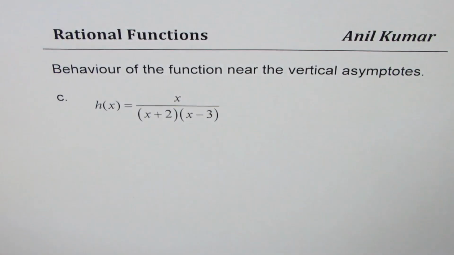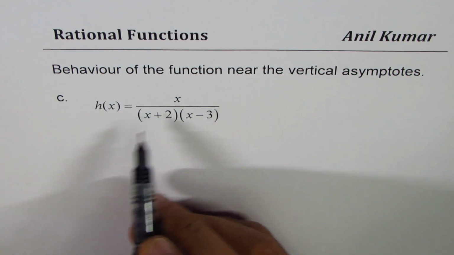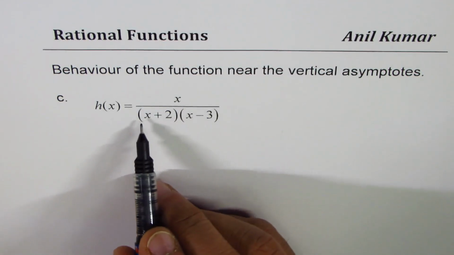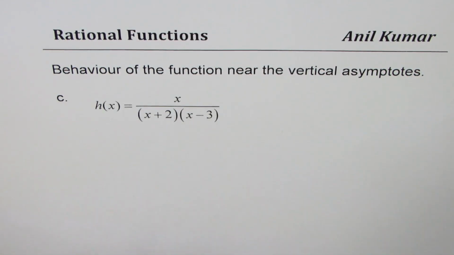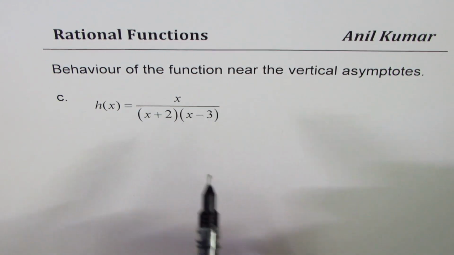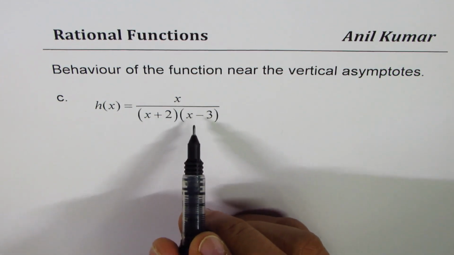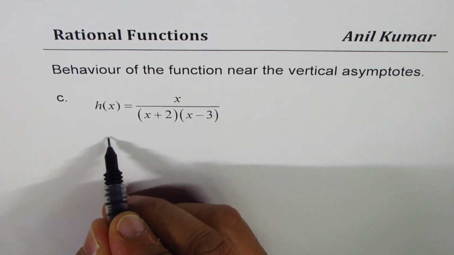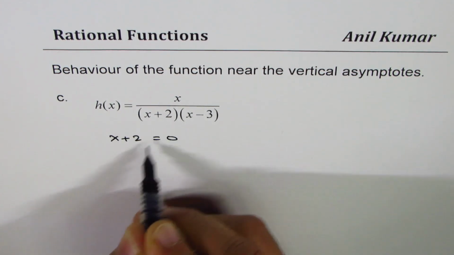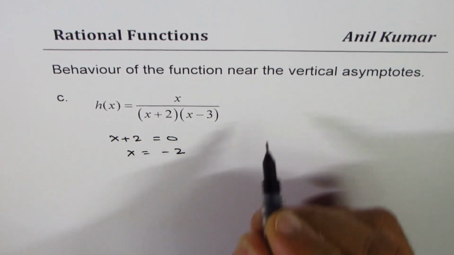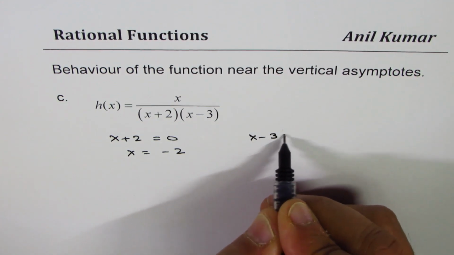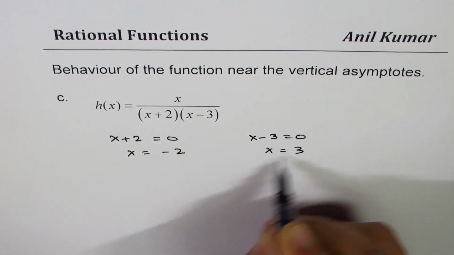And let's move on to part C, where we now have a function h of x equals x divided by x plus 2 times x minus 3. In this case, we again have two vertical asymptotes. The vertical asymptotes are at x plus 2 equals 0, that is x equals minus 2. The other one is x minus 3 equals 0, that is at x equals 3, correct?